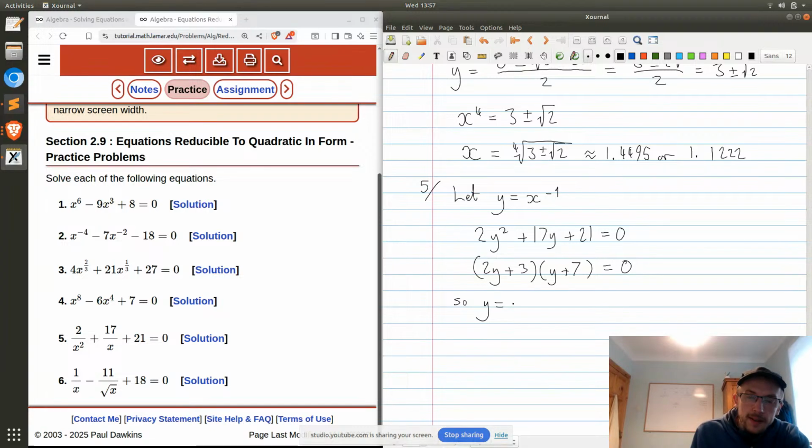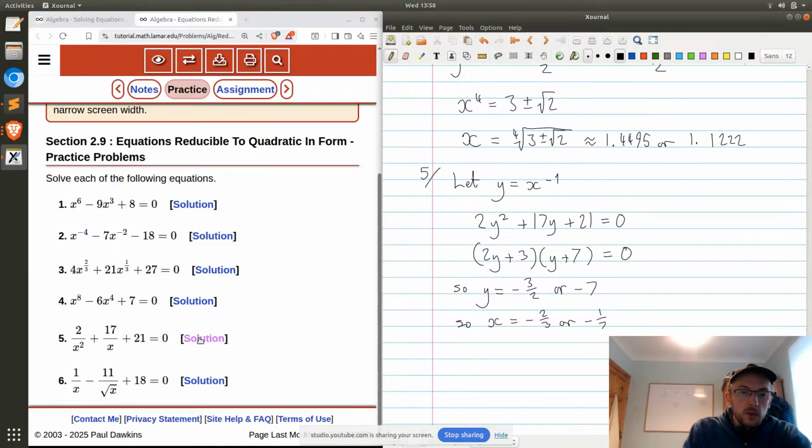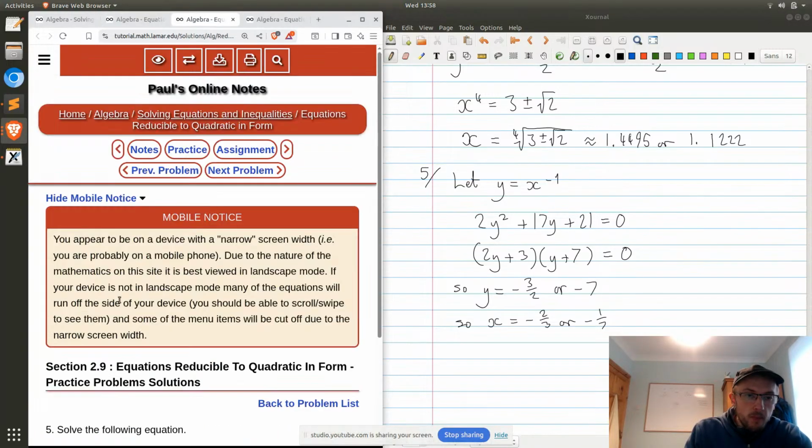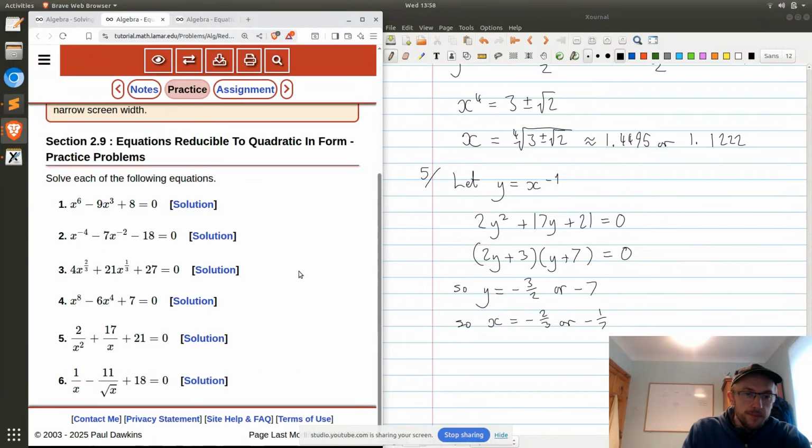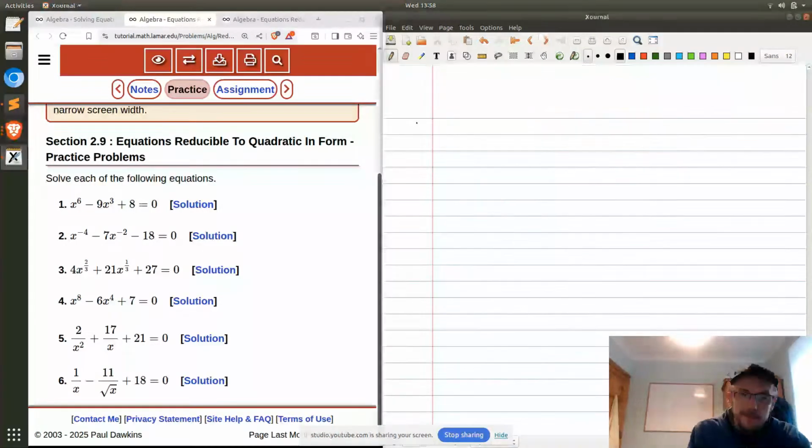So y is -3/2 or -7. Consequently, x is the reciprocal of these. So -2/3 or -1/7. Right? Oh, yay. I did it. Okay. Problem 6.